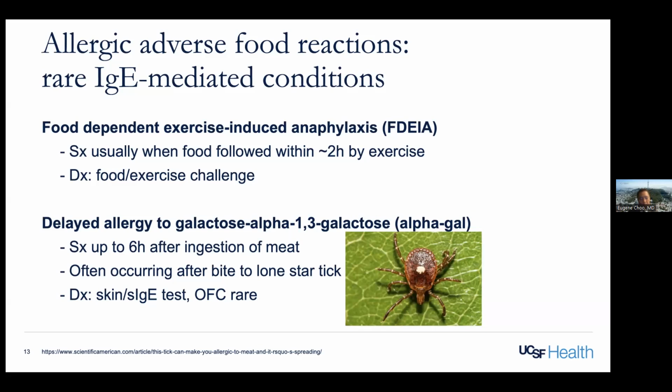Another thing that we are aware of and that has had increasing prevalence, unfortunately, is this reaction to meat, which is delayed, or this reaction to a specific component of meat, galactose-alpha-1,3-galactose, or alpha-gal for short. And so this is the unusual black sheep of the IgE-mediated food allergy family, because the symptoms are so delayed.